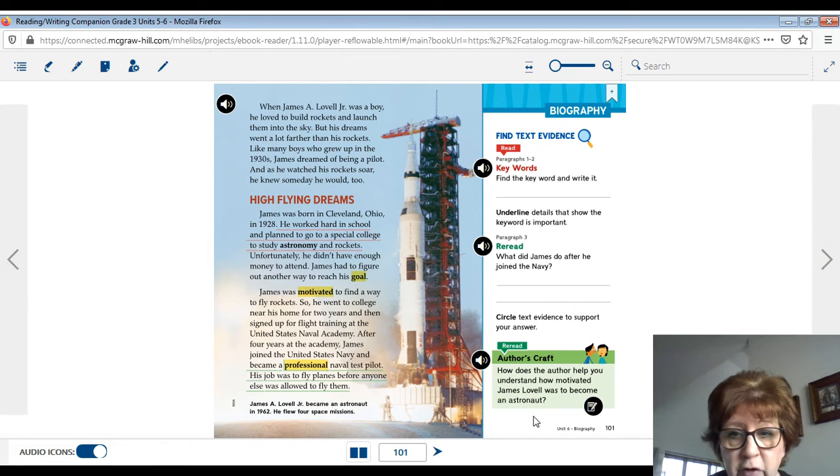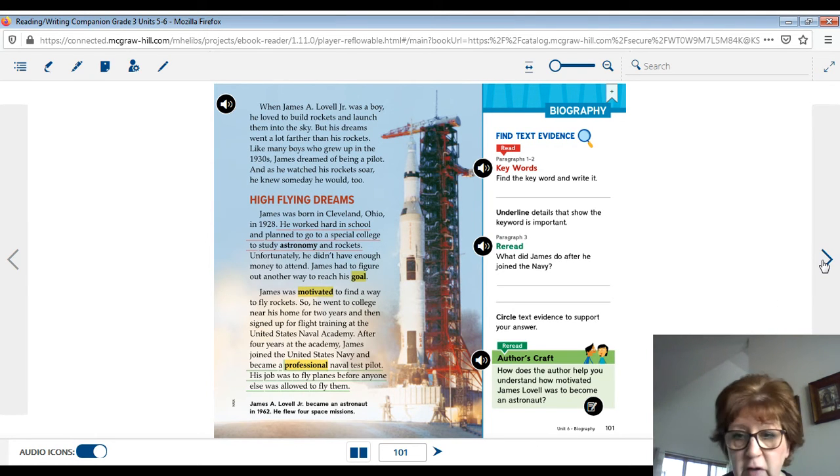All right. Now, how does the author here explain or help us understand how motivated James Lovell was to become an astronaut? All right, so I notice here that he lists several steps that James had to take to accomplish that goal. You know, the first one didn't work. Did James give up and say, yeah, well, I can't do that because I can't go to that school? No, he found another way. And so I think right in here is where the author is telling us how motivated James was because he kept trying to find a way to do that.